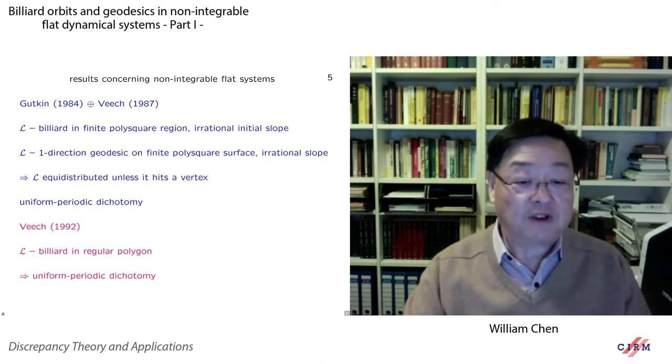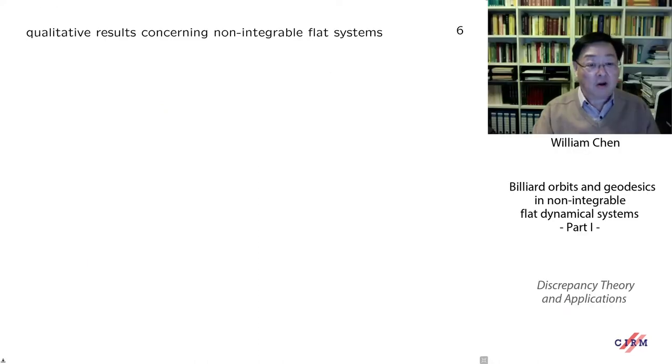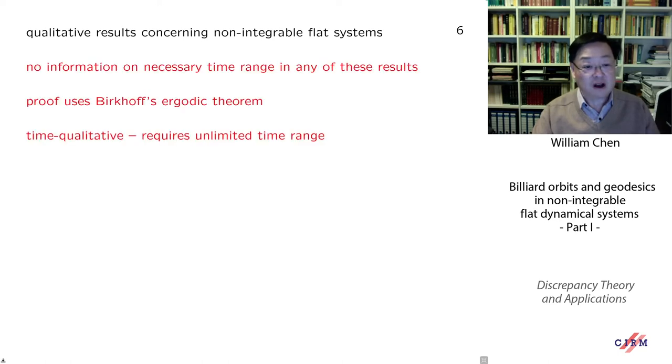There is also the result of Veech, which concerns billiards in regular polygons. And again, he showed that there is uniform periodic dichotomy. All these results are qualitative results concerning non-integrable flat systems. They're qualitative in the sense that there is no information on the necessary time range in any of these results. Their proofs all use Birkhoff's ergodic theorem, which is time qualitative in the sense that it requires unlimited time range.